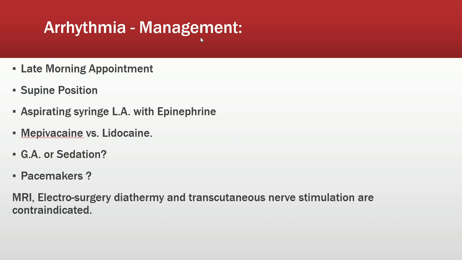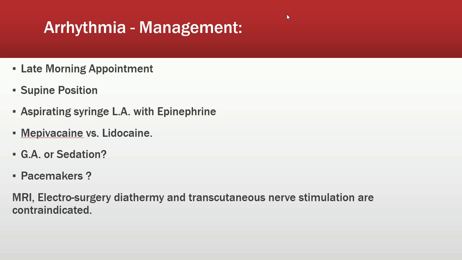Aspirating syringe, local anesthesia. Now, which is better, mepivacaine or lidocaine? Lidocaine is antiarrhythmic, so it can be helpful to reduce it. So it's considered to be better. Mepivacaine is not contraindicated. It can be used if we don't have lidocaine for whatever reason. But we should be careful of methemoglobinemia. It can be caused by mepivacaine and prilocaine.